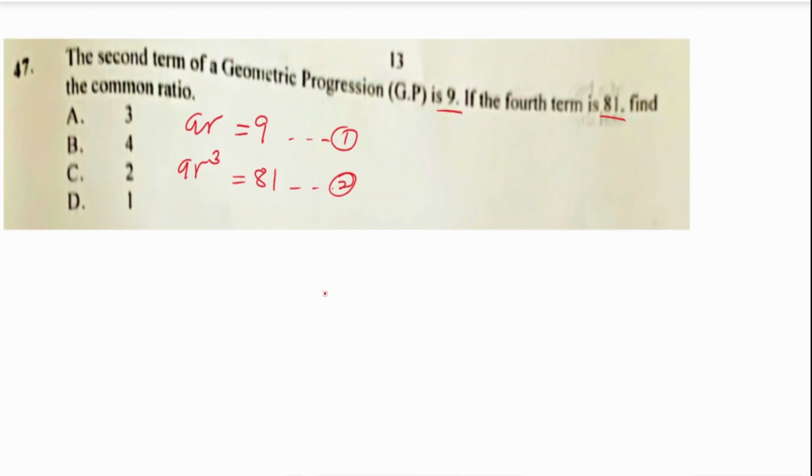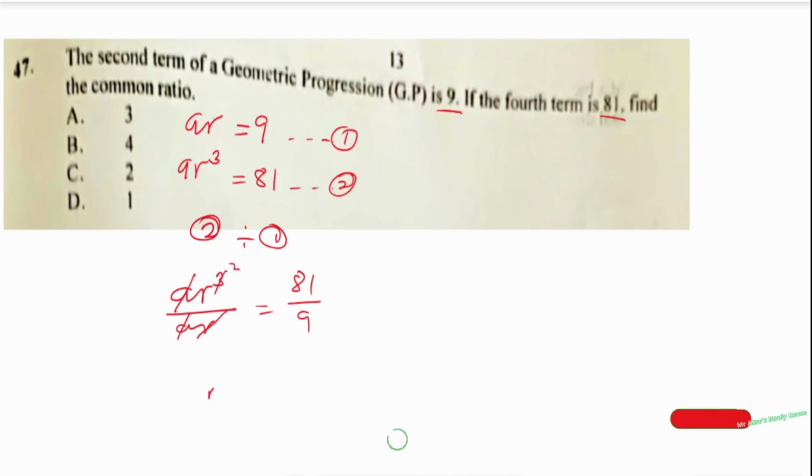Now, equation 2 divided by equation 1 gives us AR cubed over AR equal to 81 over 9. The A divides A, and the R cancels, and one of these will be left with 2. So you're going to have R squared equal to 9, because 81 divided by 9 is 9. Taking the square root of both sides, the square root cancels the square, and R will be equal to the square root of 9, which is 3. And that is option A.